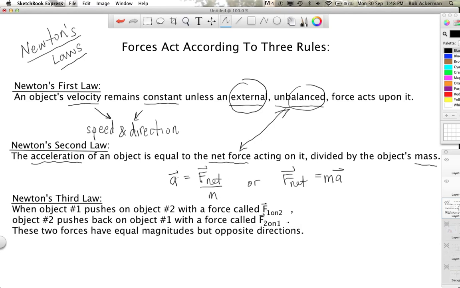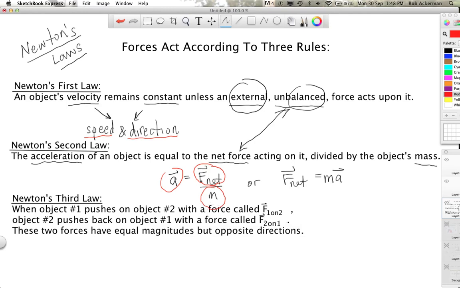In fact, this is pretty much what the whole unit is all about. However, all it's telling you is that when you apply an unbalanced force on an object, a net force, it will accelerate. That is, it will change its speed and direction. How much will it accelerate? Well, the more net force you give it, since this is in the numerator, the more acceleration you'll get. And conversely, the heavier the object is, the larger the denominator will be, and therefore the less acceleration you'll get.